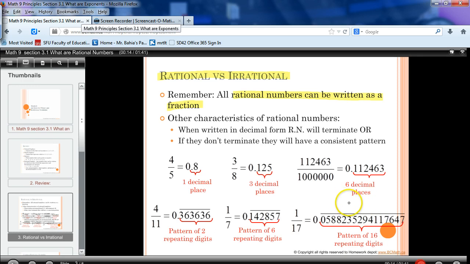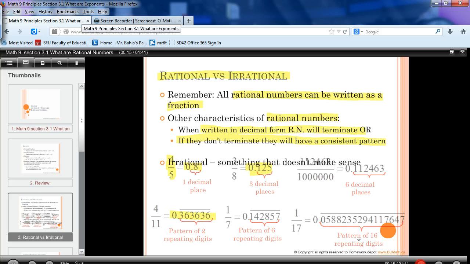Okay, so the key things here again are that rational numbers can be written in decimal form that end or terminate, and if they don't terminate, they have some kind of pattern. Whatever I highlighted, you should jot down. Maybe a few of these examples as well. 0.8 can be written as a fraction: it's 4/5. 0.125 terminates, so it's a rational number. The repeating 0.363636 has a pattern, so it can be written as a fraction. Okay, so it's rational.